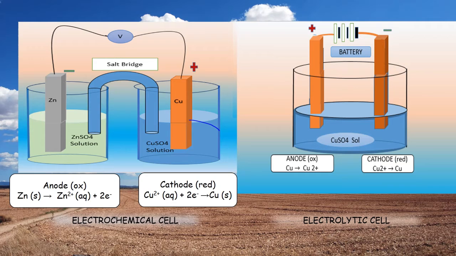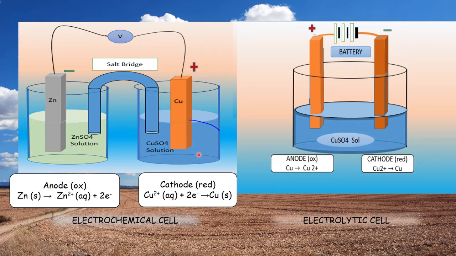You can see the pictorial representation of electrochemical cell and electrolytic cell. As we have mentioned, in the electrochemical cell, the two half cells are in two different containers, which are connected through a salt bridge, whereas an electrolytic cell is set up in the same container. Both anode and cathode are in the same container.